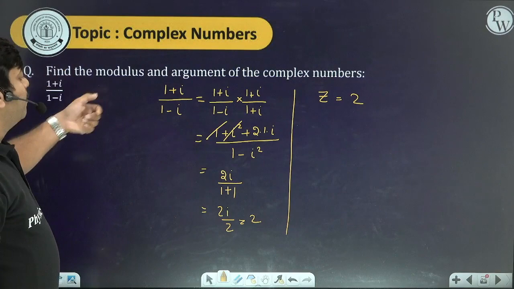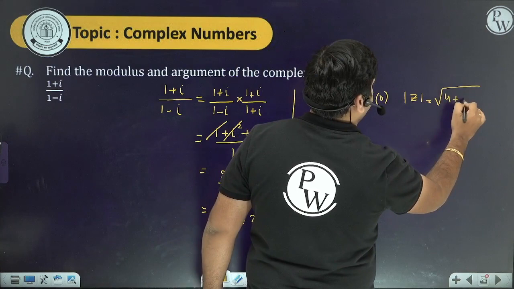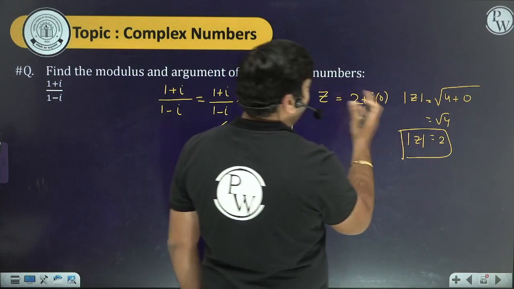Okay. Next. So modulus is the same number again. Mod z is equal to root over a square plus b square. i times of 0. Root over a square plus 0, that will give you root 4. That is again 2. People, if it is a real number, then the same number will be its modulus. No need to do again.